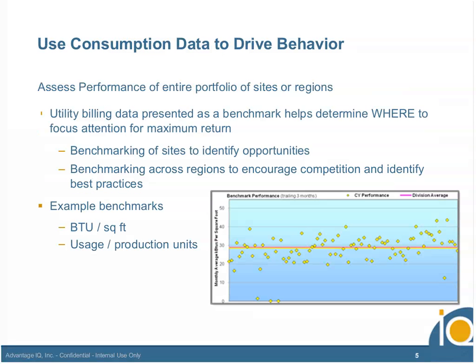As far as using that consumption data to drive behavior, you really want to look at your entire portfolio of sites or regions. Using the data from your utility bills in terms of consumption, you can look at that in terms of a benchmark, and a scatter plot, as we show here, is just an example of how my sites are doing in terms of usage per square foot, for example. That will help you identify where really to focus attention for maximum return, whether that be in terms of behavior or for identifying opportunities for capital investments and how you might best use that capital budget.